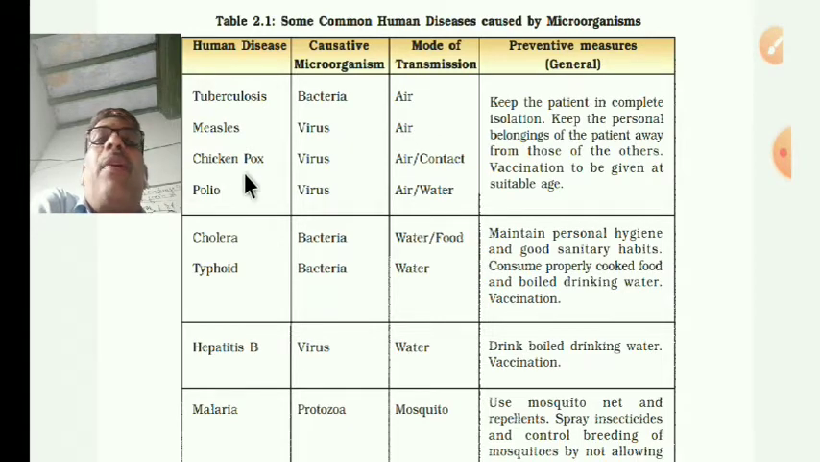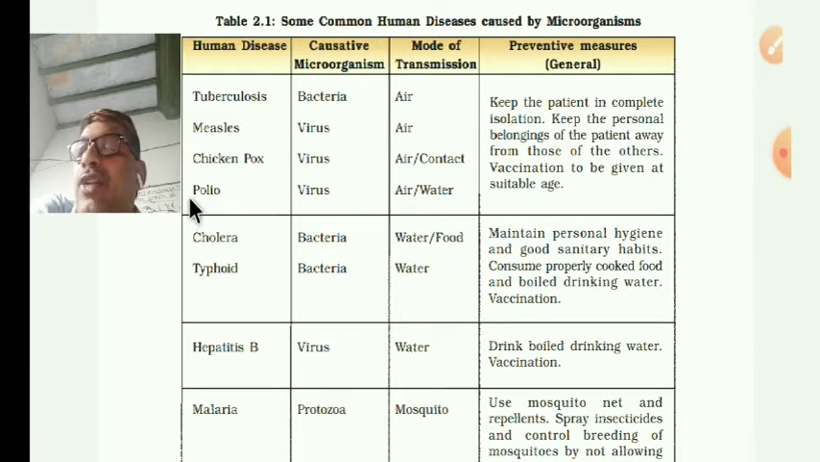Next one, chicken pox. This is also caused by viruses and spreads through respiratory droplets also. And its symptom is itchy, blister-like rash on the skin. So this is what the virus causes. And this transmits through air and contact also.